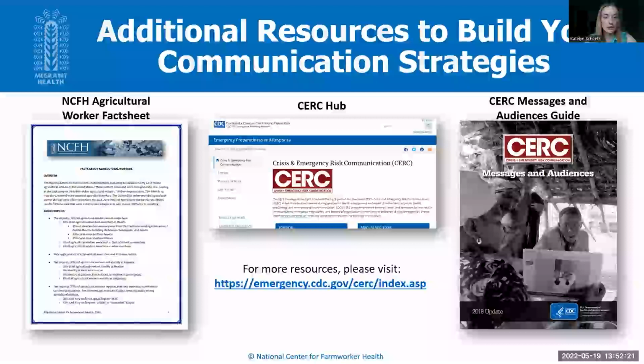Go ahead, next slide. We also have an agricultural worker fact sheet from NCFH if you'd like to learn more about ag workers, their demographics, wages, housing, health, and other important facts. And we're also sharing the CIRC Hub, where you can learn more about crisis and emergency risk communication and the many tools available, including the CIRC Messages and Audiences Guide, which details how the right message from the right person can truly save lives during an emergency.